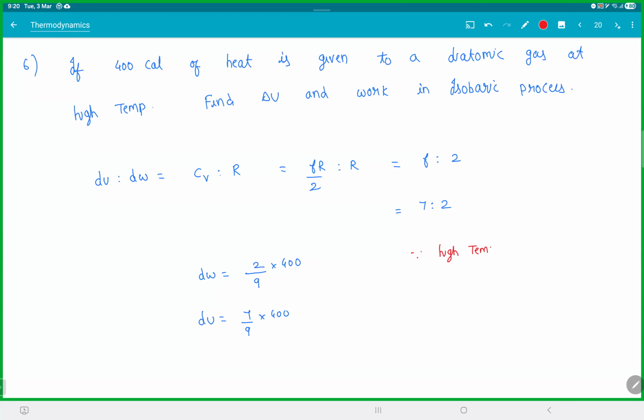Since we have a high temperature, we have 3 translation, 2 rotation, and 2 vibration degrees of freedom. If they don't mention anything, if they simply say diatomic gas, then you take only 5. Is that clear, everyone? And then you can check the signs. You can't get more than 400, right?